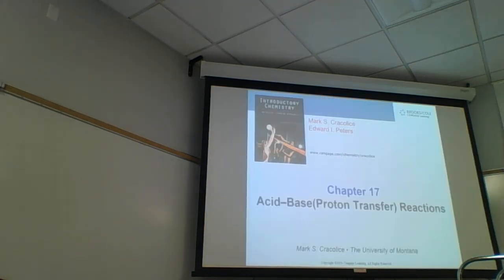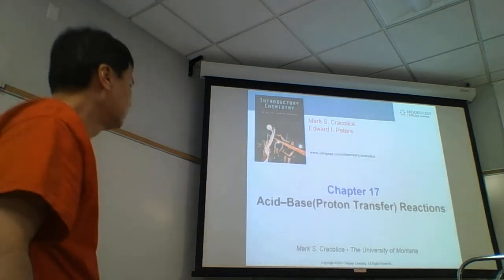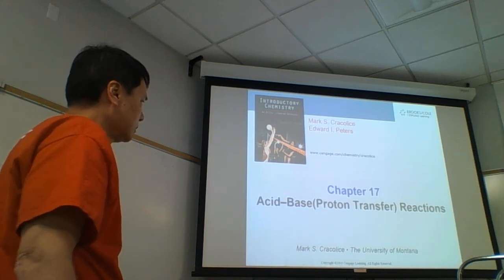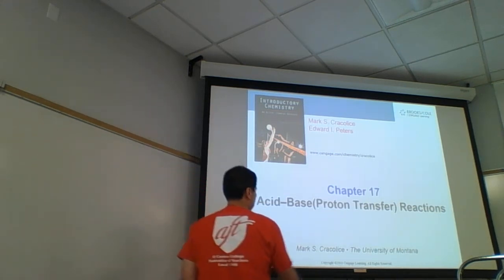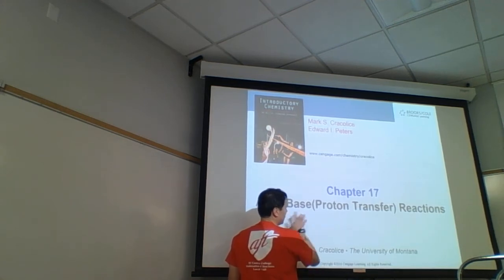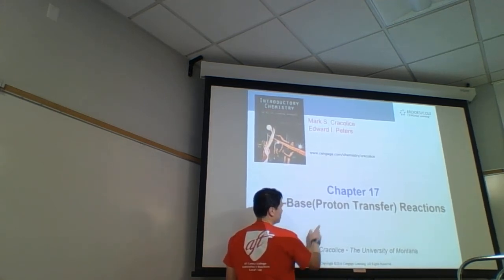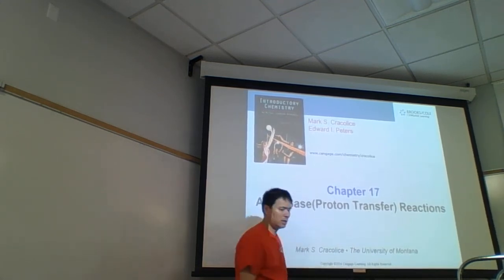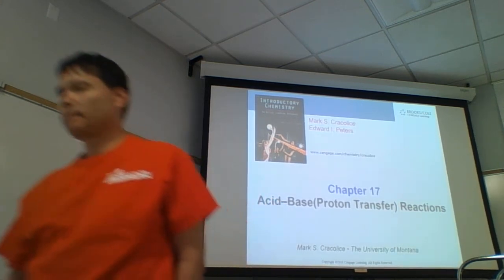All right, we're going to talk about chapter 17 next, which deals with acids and bases. This chapter is focused on Bronsted acid-base reactions. In Bronsted acid-base reactions, the acid is a proton donor, the base is the proton acceptor, so we call it proton transfer. Proton's just an H plus ion.